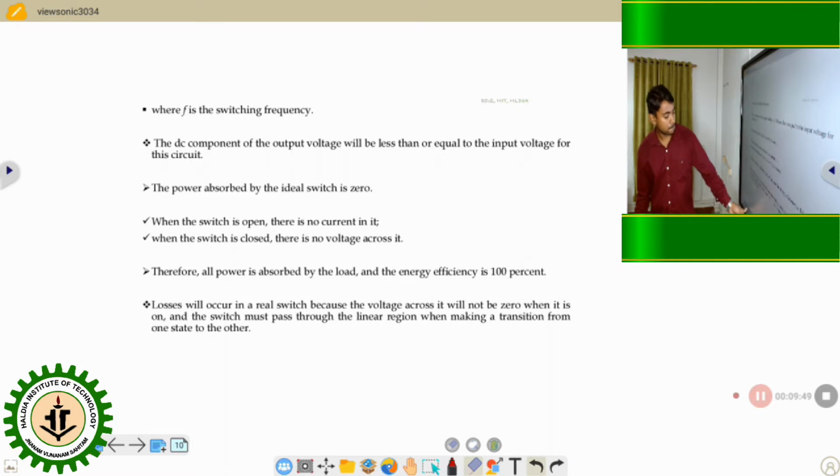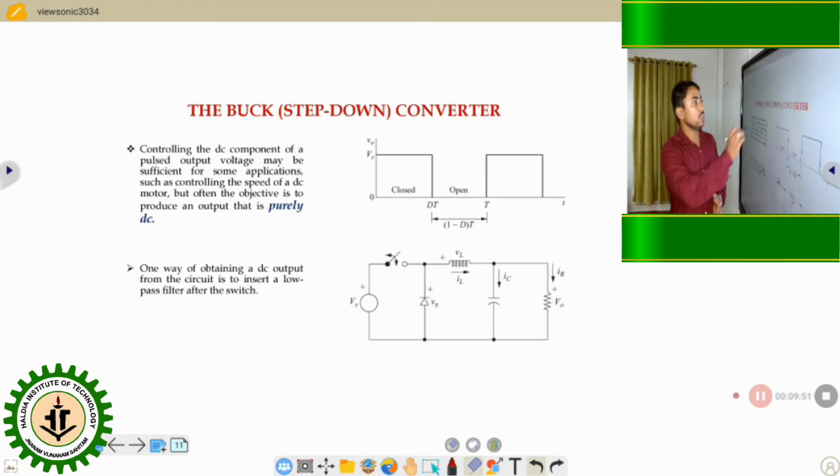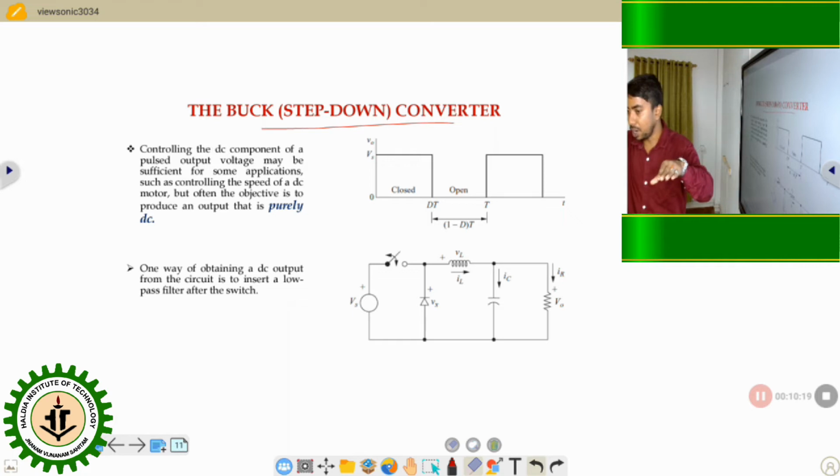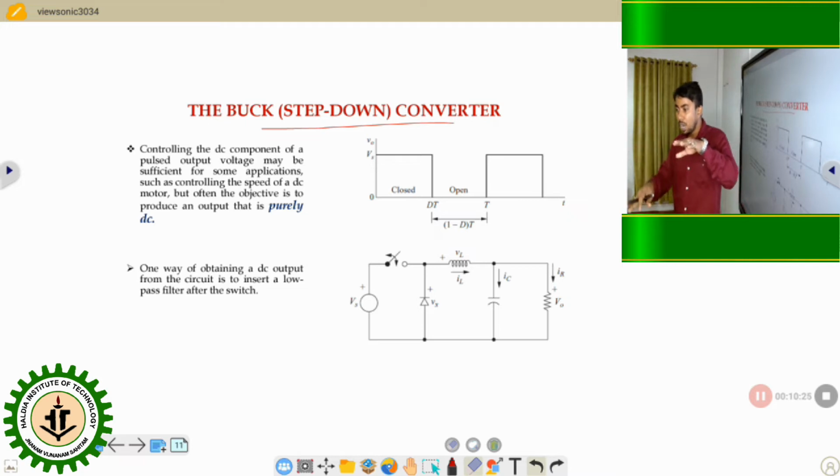Now, come here, it is called the buck converter or the step down converter, where the output voltage is less than the input voltage, similar to a transformer. When the output voltage is less than the input voltage, we say it is a step down converter. When the output voltage is more than the input voltage, it is called a step up converter or boost converter. When both are possible, down and up, it is called a buck boost converter. According to their working principle, we can change it.